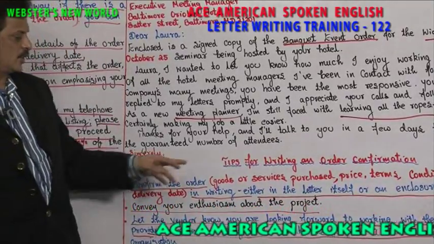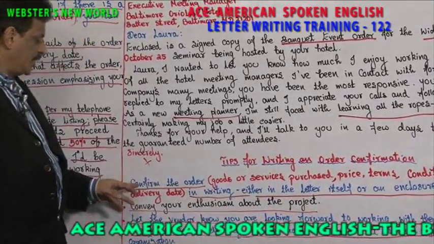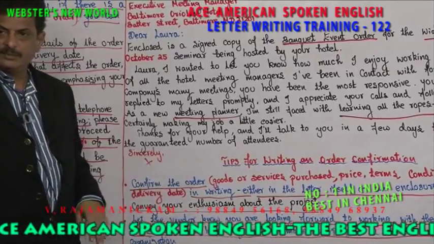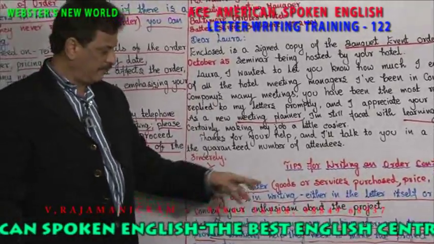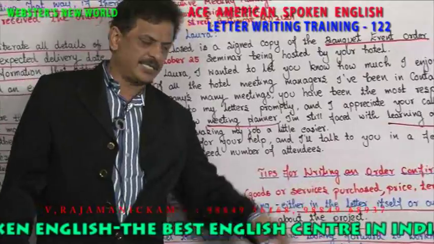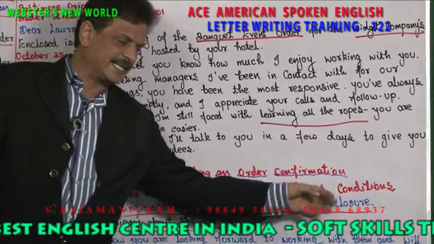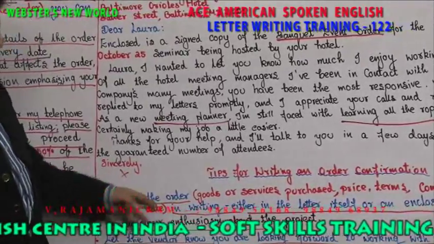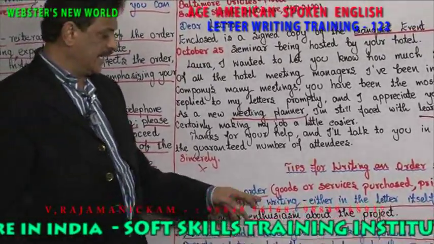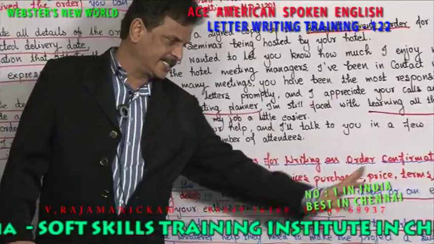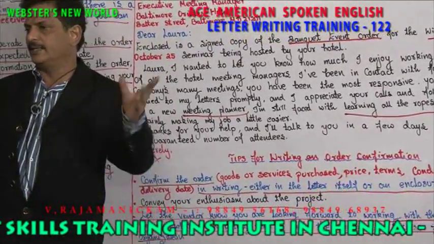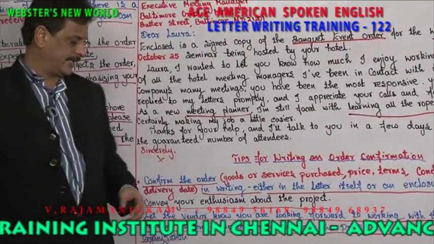Able to understand? So the tips for writing an order confirmation: confirm the order. You have to confirm the order in writing: what goods or services are purchased, the price of the goods, the terms and conditions, and the delivery date, when it is going to be delivered, in writing, either in the letter itself or in an enclosure. Either you can write it in the letter or you can enclose it.